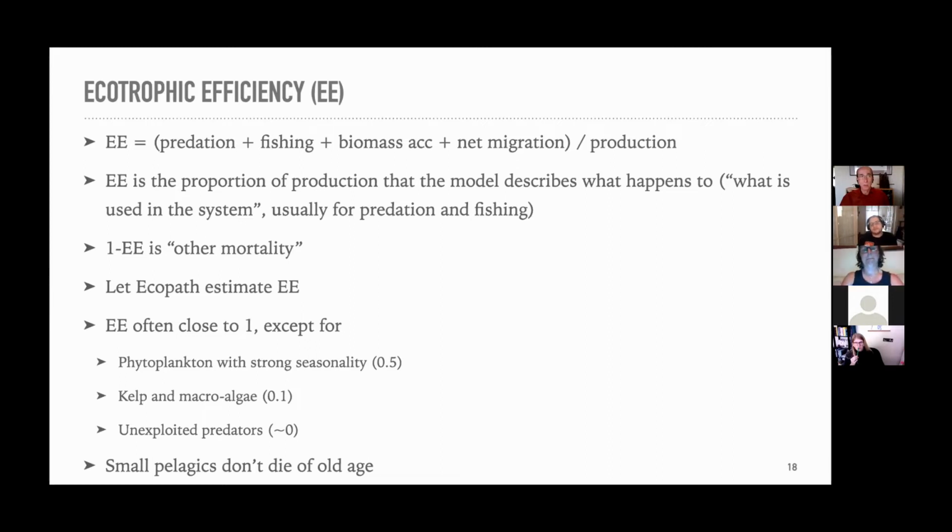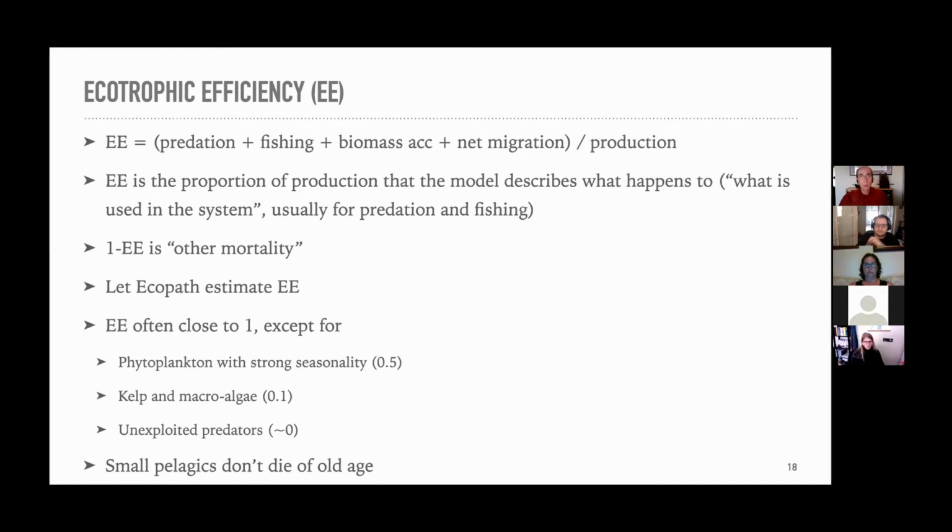So ecotrophic efficiency is the proportion of production that you explain with your model. That's it. You sum these 4 terms up and divide by production, and you get the ecotrophic efficiency, which means 1 minus ecotrophic efficiency is the other mortality. And if you can, let Ecopath estimate that. It's often close to 1 for things that are being eaten. I say small pelagics don't die of old age, they are typically eaten or fished.